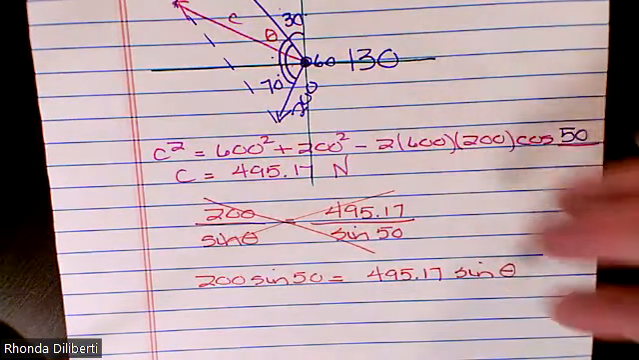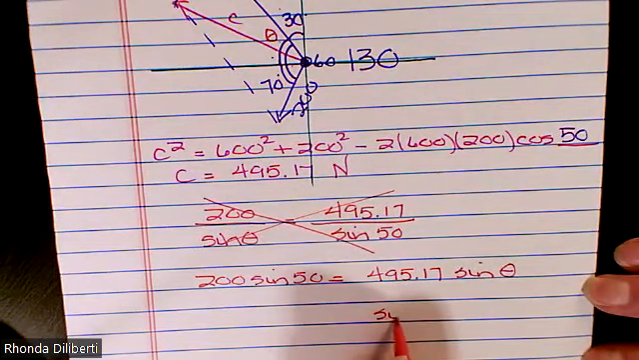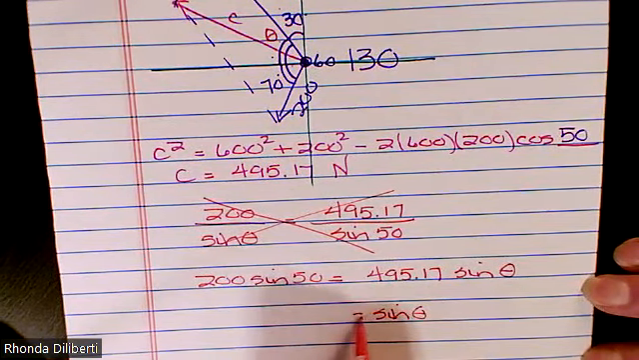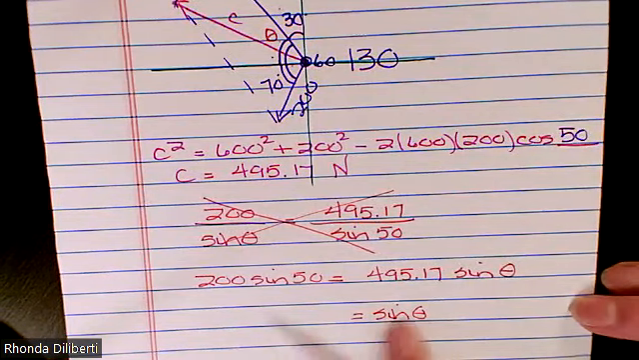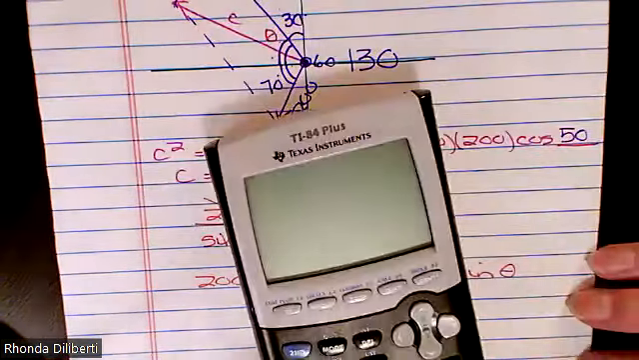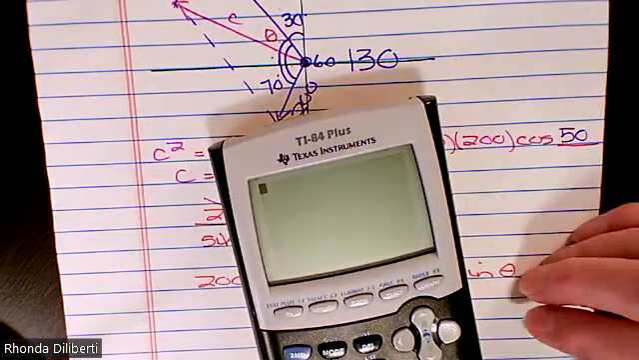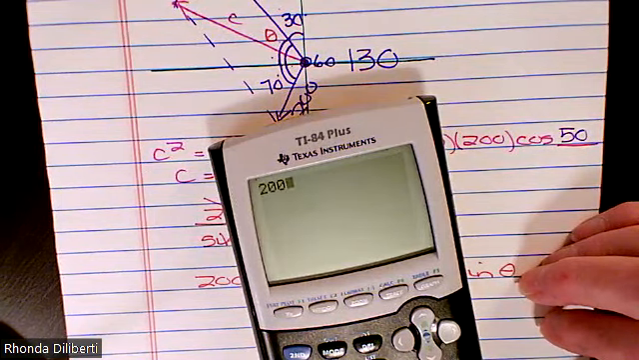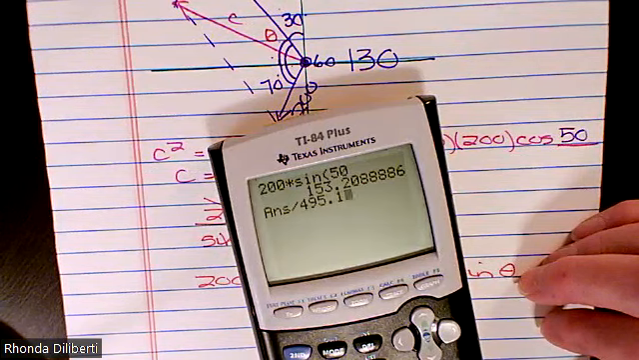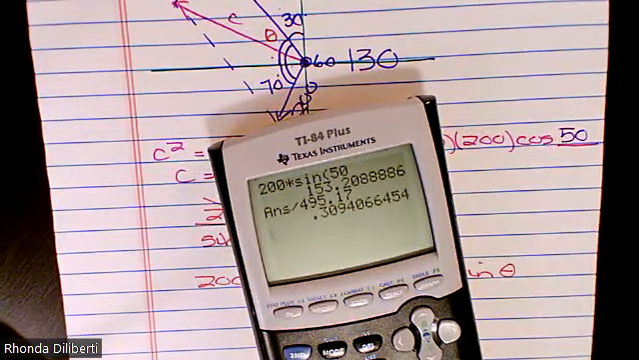That would equal sine theta. So then sine theta would equal some decimal. Let's get that decimal on my screen. So I'm going to go 200 sine 50. So let's see if it shows. So 200 times sine 50. Then I'm going to divide by 495.17. And so there's that decimal on my screen.